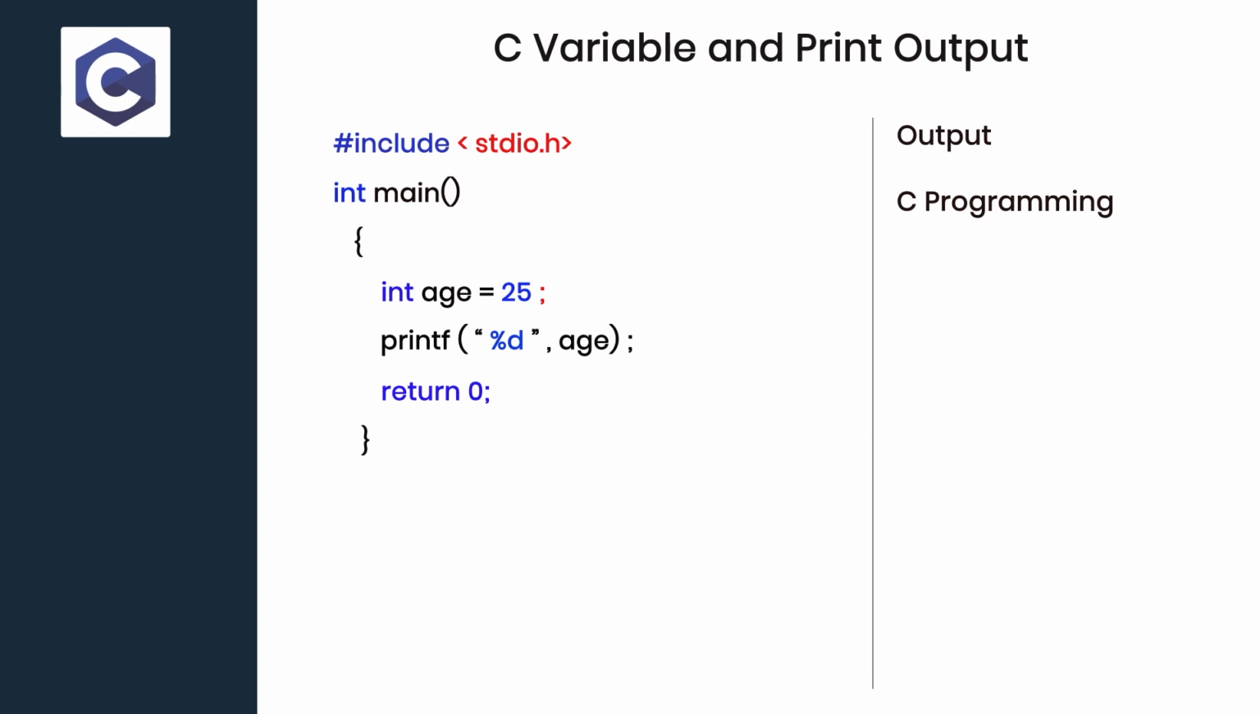Now let's run this code. As we can see, 25 is printed as an output. So what happens here is that %d is replaced by the value of the age variable. If we have to print other data like characters and decimals, we use different specifiers like %c and %f, which we will discuss in the next video.